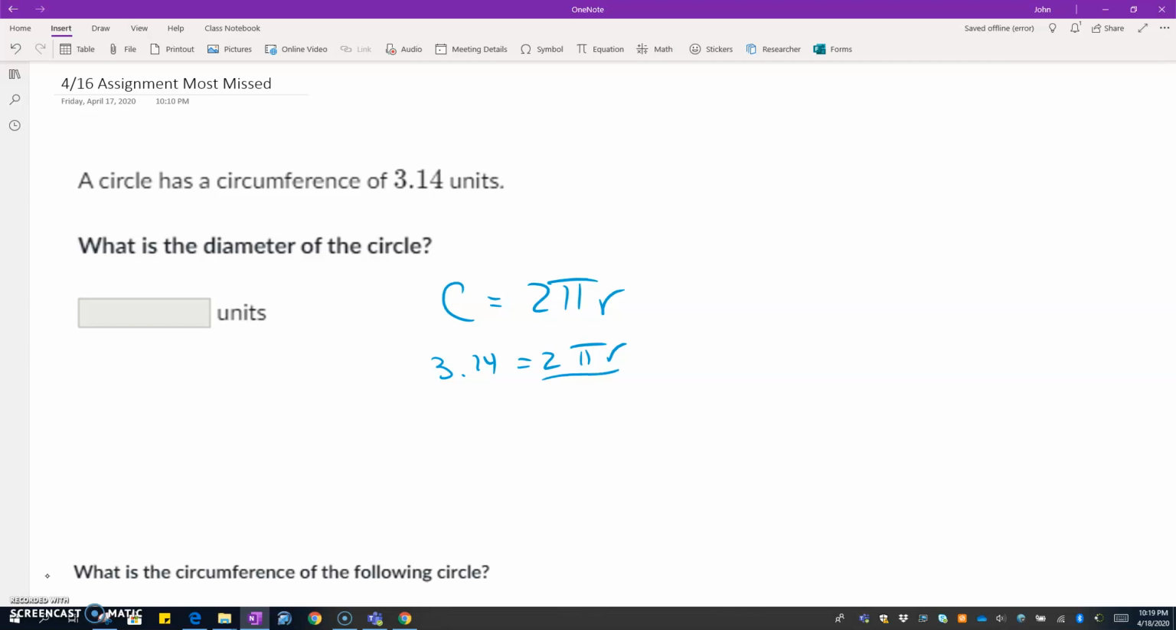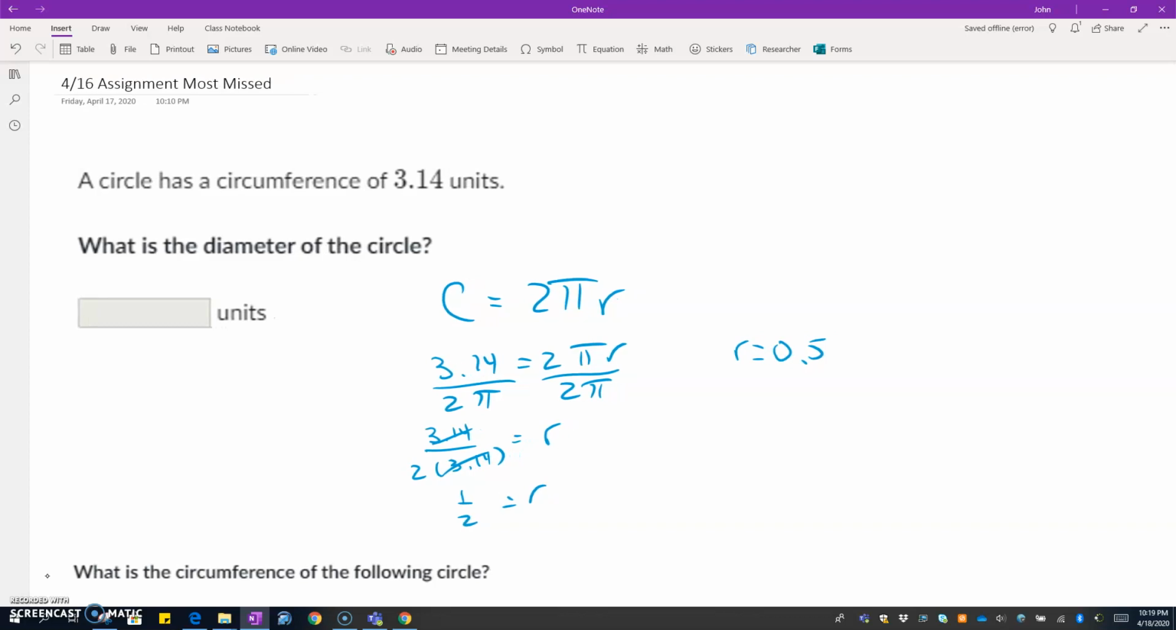If we divide over, we're going to divide by the 2 pi, and we get r equals 3.14 over 2 pi. Now, if we use the approximation that Khan has been using throughout, that 3.14 is going to cancel out, and we'll end up at 1/2 for r, or r equals 0.5.